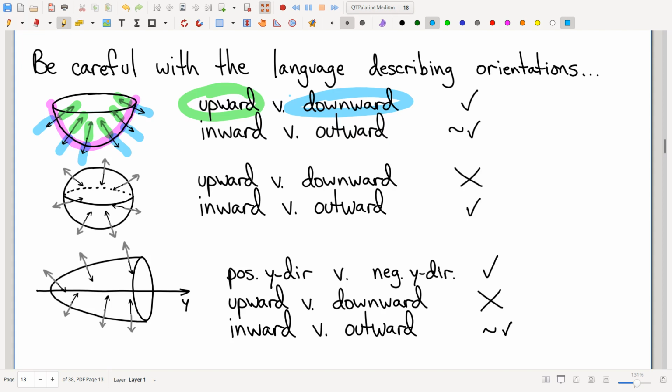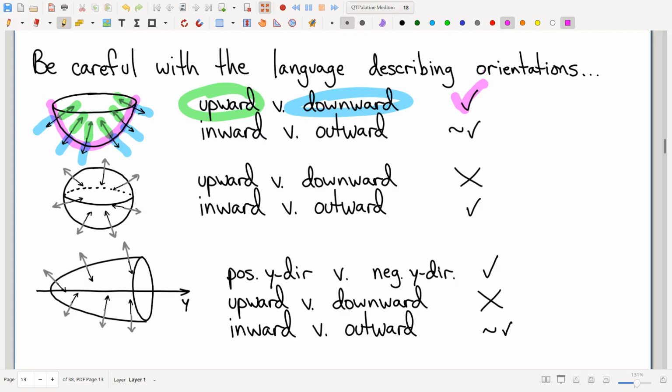So it's not precise, but it does the job, right? The job when you describe an orientation is just to unambiguously distinguish between the two options. So this is perfectly fine, and that's how people describe these things. Okay.